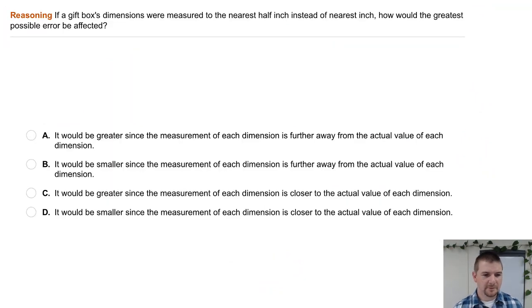And your turn. Reasoning. If a gift box's dimensions were measured to the nearest half inch instead of the nearest inch, how would the greatest possible error be affected?